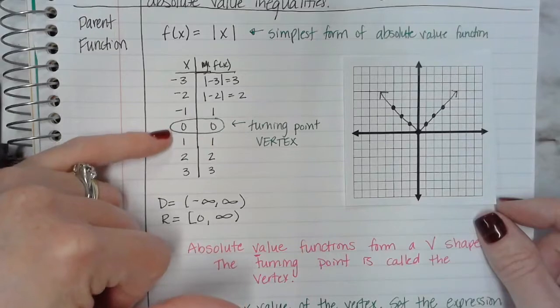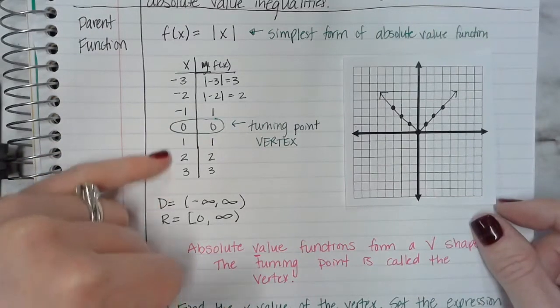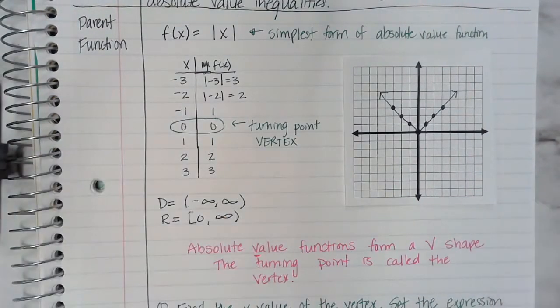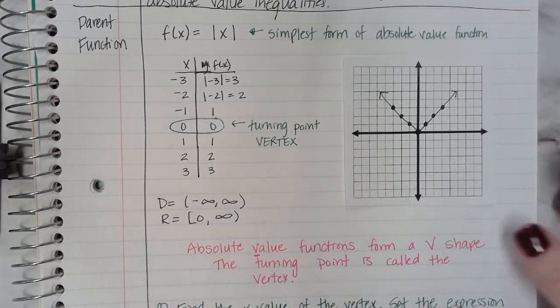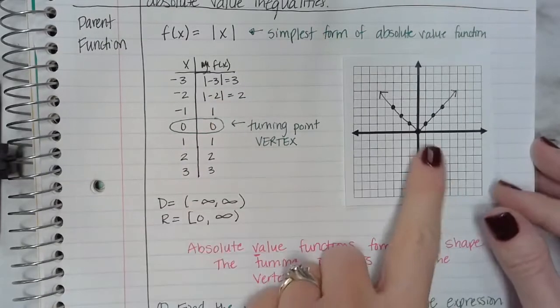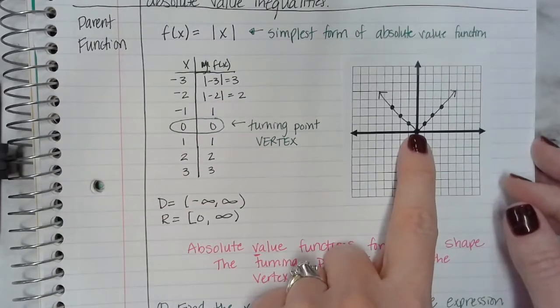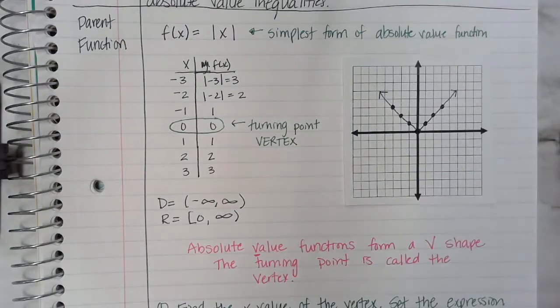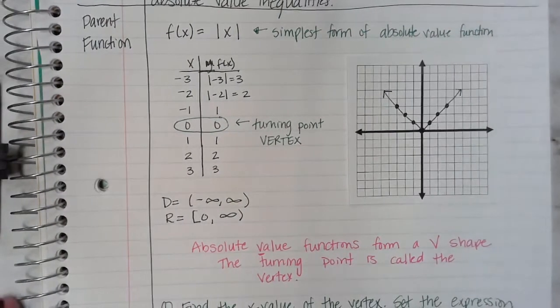Then we number up, so I went up each unit, and I went down 1 unit. We plugged all those values into our absolute value function to get our output. So we have an input, we have an output. Those represent ordered pairs. We placed all of those ordered pairs on our graph, and we connected the dots to form our V-shape. So let's take a look at another example.